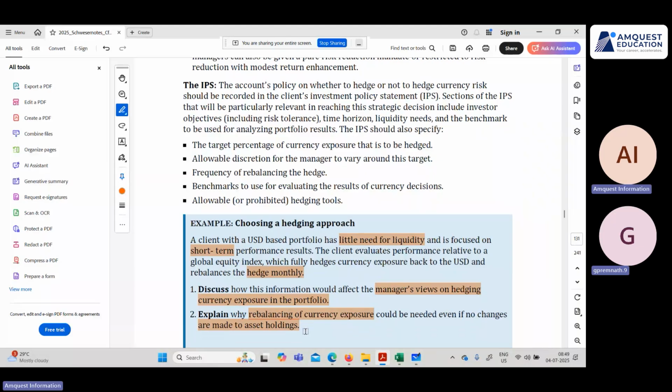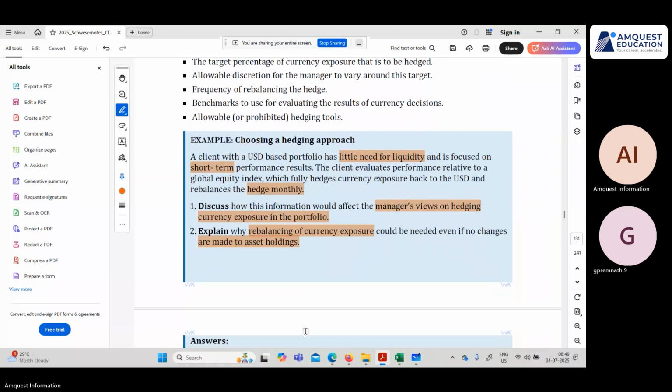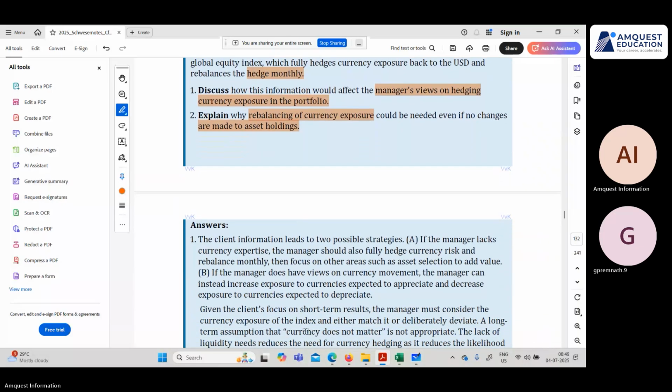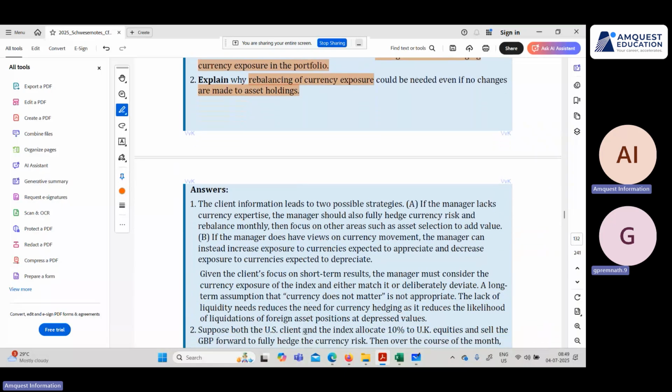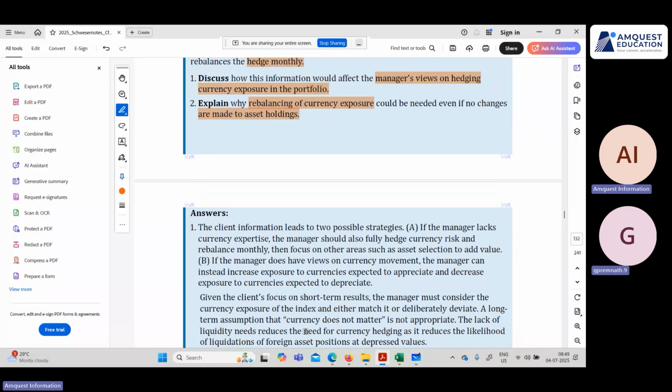Can I just see the answer? Look at the first one first. So it says there are two possibilities. One is the manager lacks the currency expertise, right? Then the manager should fully hedge the currency risk.